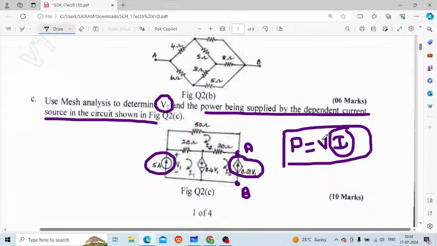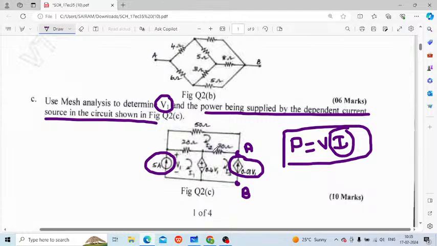You need to make use of the superposition theorem by making the 0.01 V1, that is the dependent current source, open circuited. I hope you got it. You got the point. Yes. Now let's start solving this.